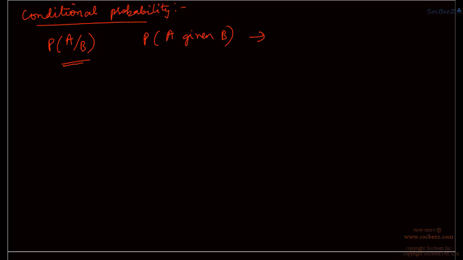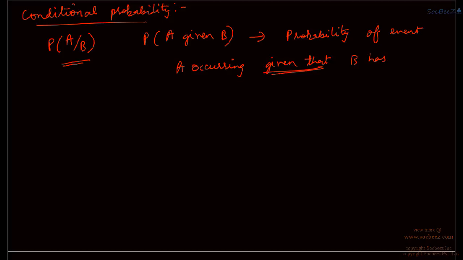Okay. So this translates to the probability of event A occurring given that B has occurred. Right? So this is the definition of conditional probability. Now we have a very simple formula for P of A given B. And this is nothing but P of A intersection B by P of B.